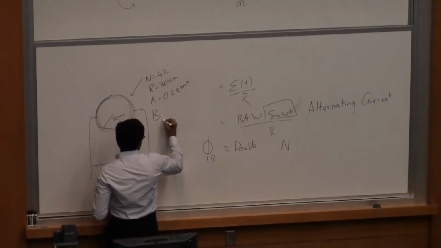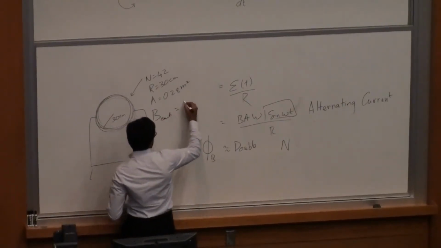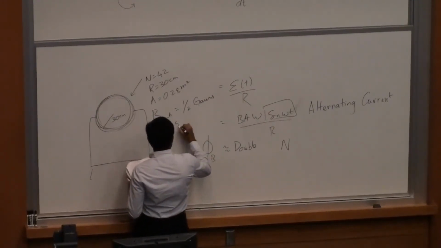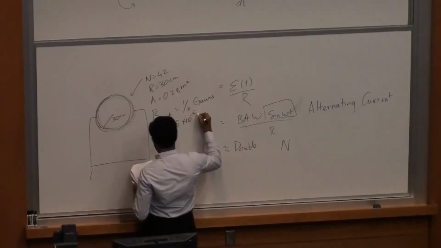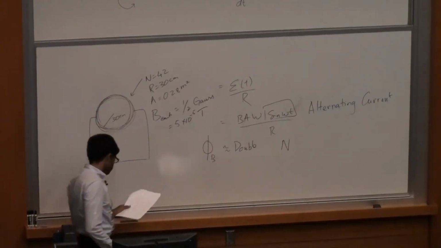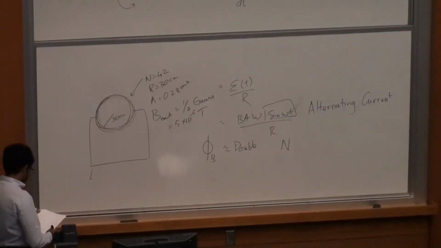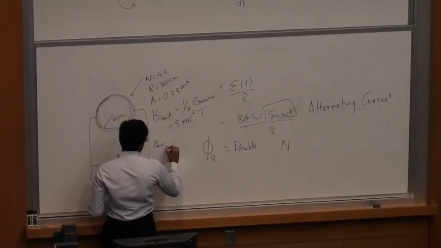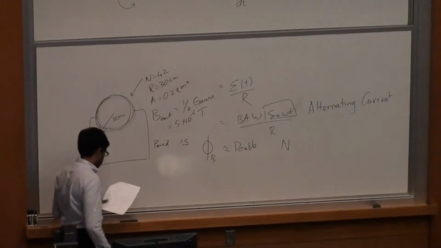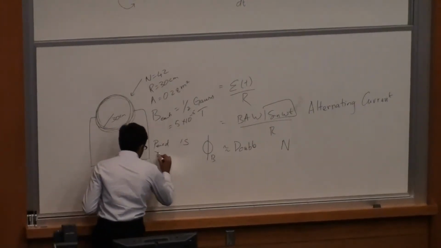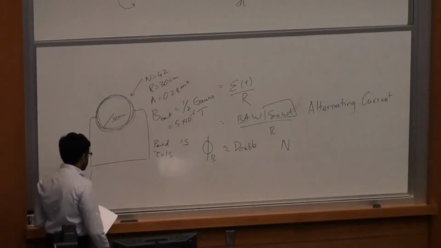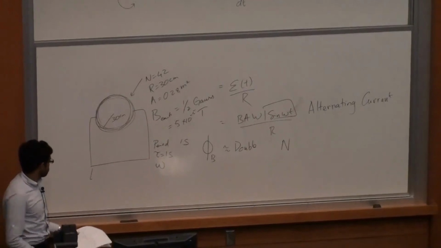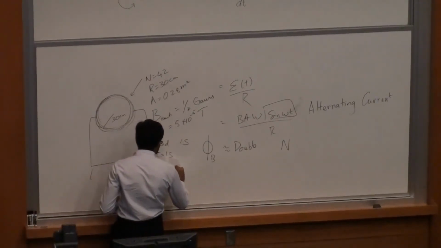The magnetic field of the Earth is, as I said, half a Gauss. So this is equal to 5 times 10 to the negative 5th Tesla. And I'm going to say it rotates with a period of 1 second. Right? So basically I'm saying that my tau equals 1 second. So it means that omega, my angular frequency, is approximately 6 radians per second.